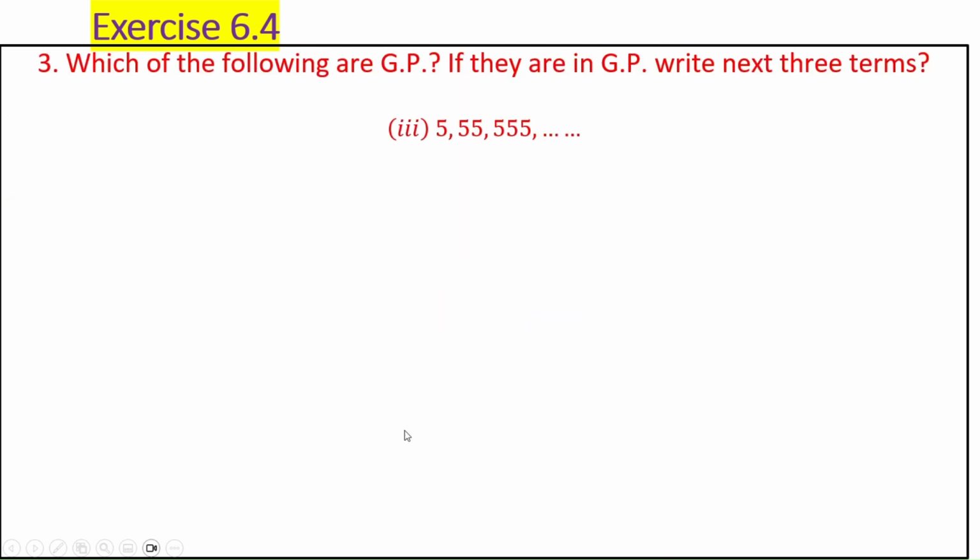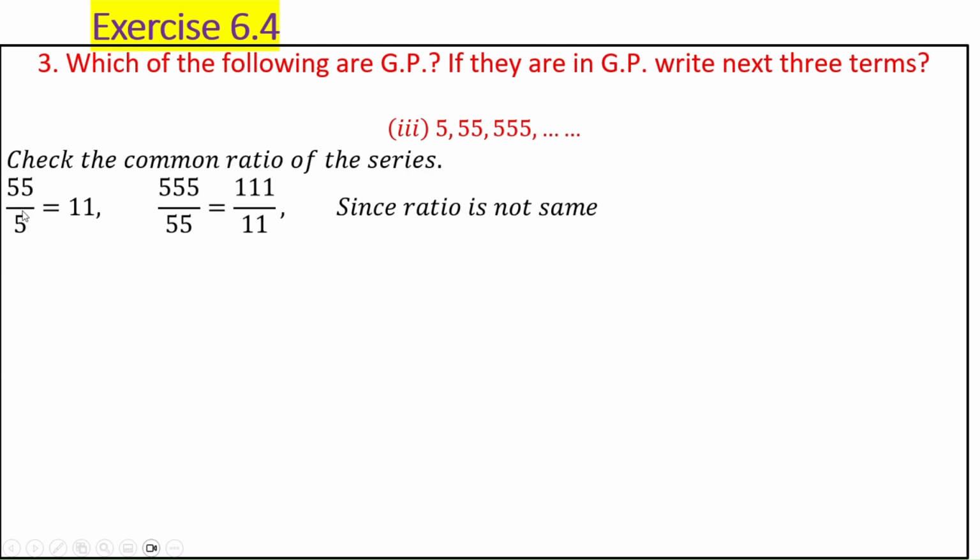Next. 5, 55, 555, and so on. Common ratio: 55 by 5 is 11, 555 by 55 is 111 by 11. Okay, this ratio is not the same. Since the ratio is not the same, they don't form any geometric progression.